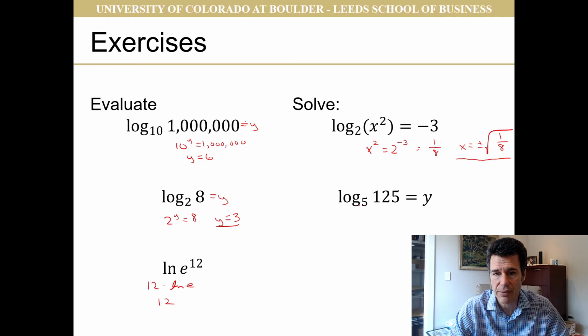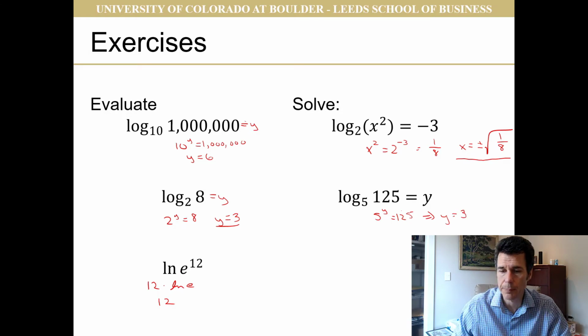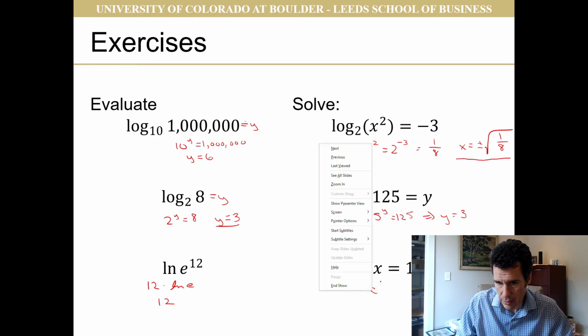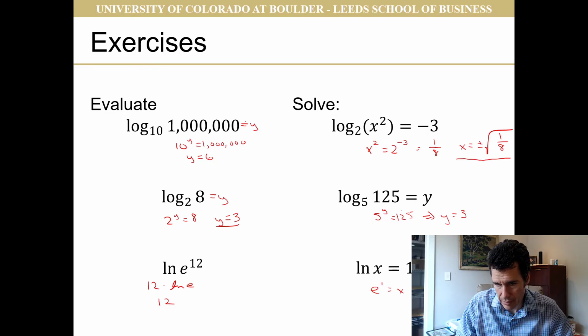Log base 5 of 125 equals y. So we're trying to find y. Well, that means 5 to the y equals 125, which means that y equals 3. Natural log of x equals 1. That means that e to the 1 equals x, so x equals e.